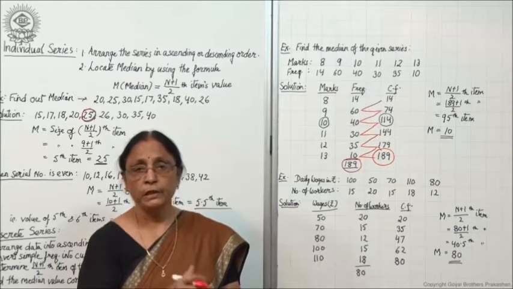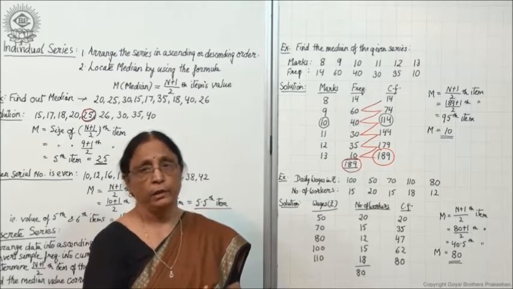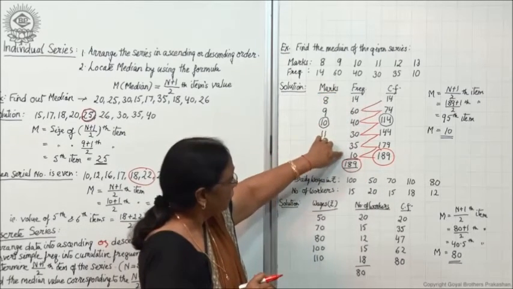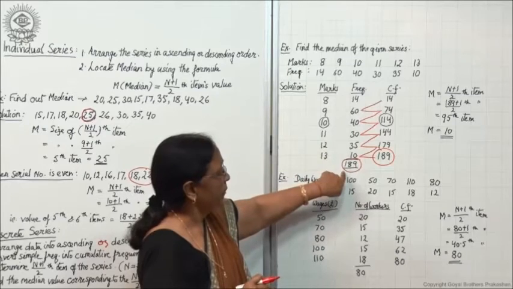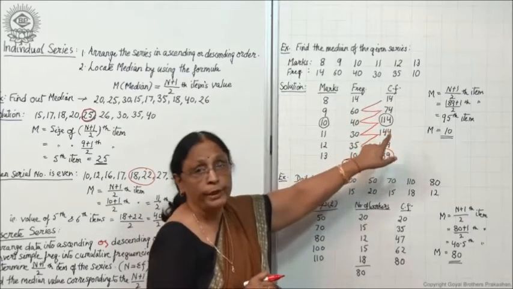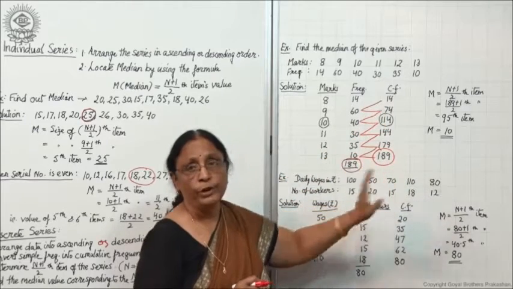Cumulative frequency means added frequency. So this will be 189 here, and if you add up here, this will be 189. But this step is needed because you have to find out the median with the help of cumulative frequency.